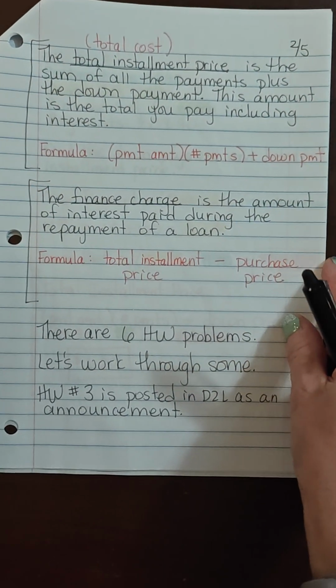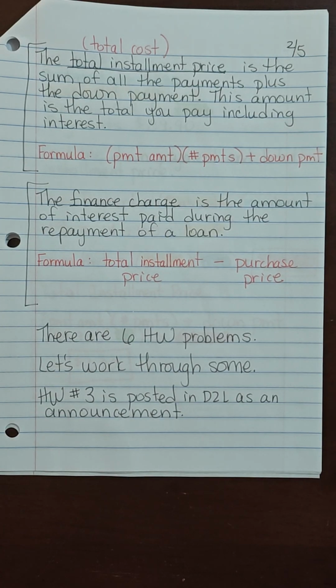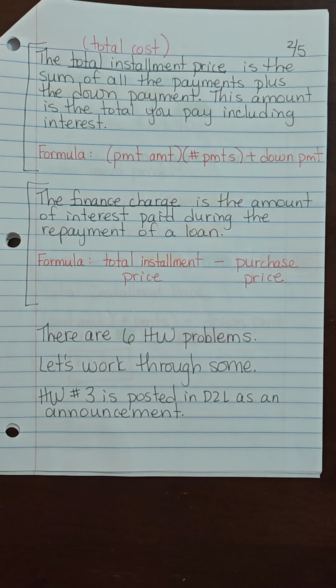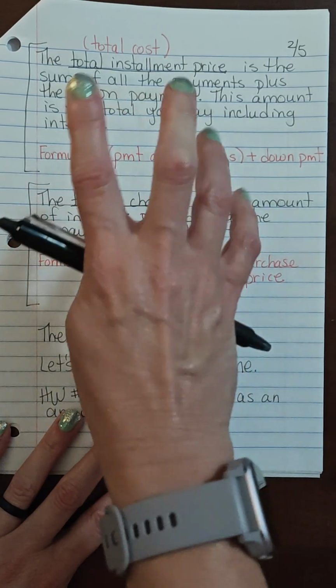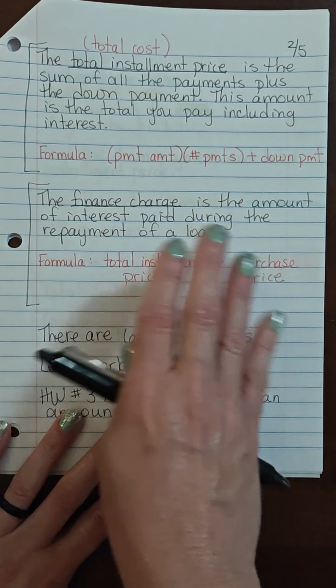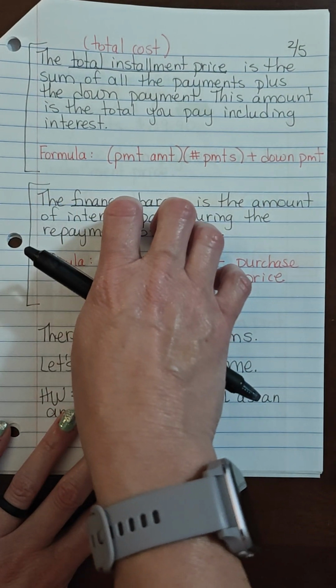We have the total installment price. Now, the total installment price is going to be the sum of all the payments plus the down payment. This is really the number you're interested in. Like when it comes to, say, buying a car, you want to know, how much am I actually paying for it, right?